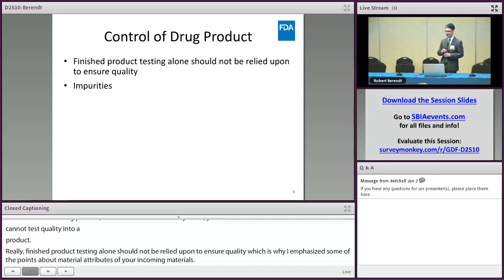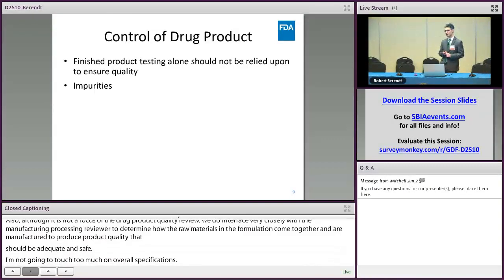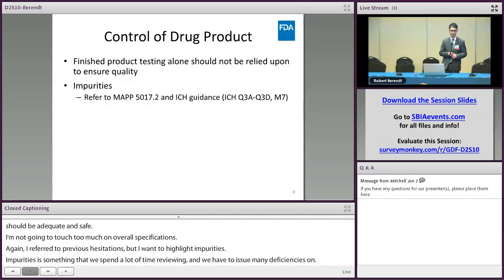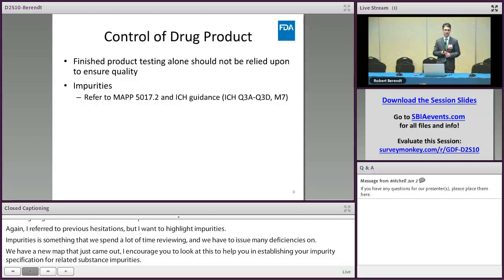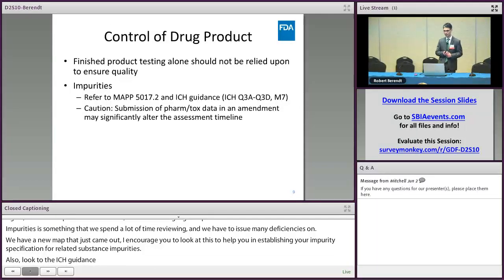So I'm not going to touch too much on overall specifications. Again, I refer to previous presentations, but I want to highlight impurities. Impurities is something that we spend a lot of time reviewing and we have to issue many deficiencies on. We have a new MAPP that just came out. I encourage you to look at this to help you in establishing your impurity specifications for related substance impurities. And then also look to the ICH guidance, which includes how to control for residual solvent impurities, as well as the new elemental impurities, which I note even Cook highlighted in her keynote presentation as being really critical to ensuring that we help you achieve first cycle approvability.